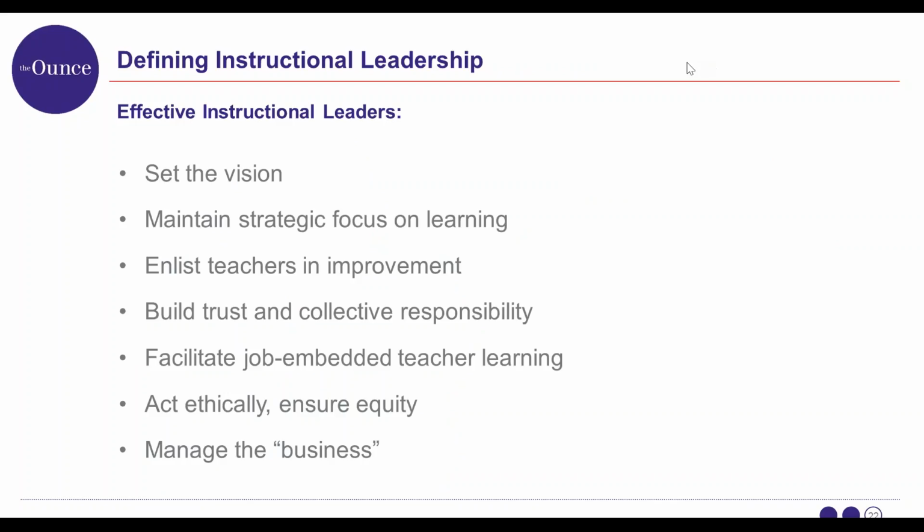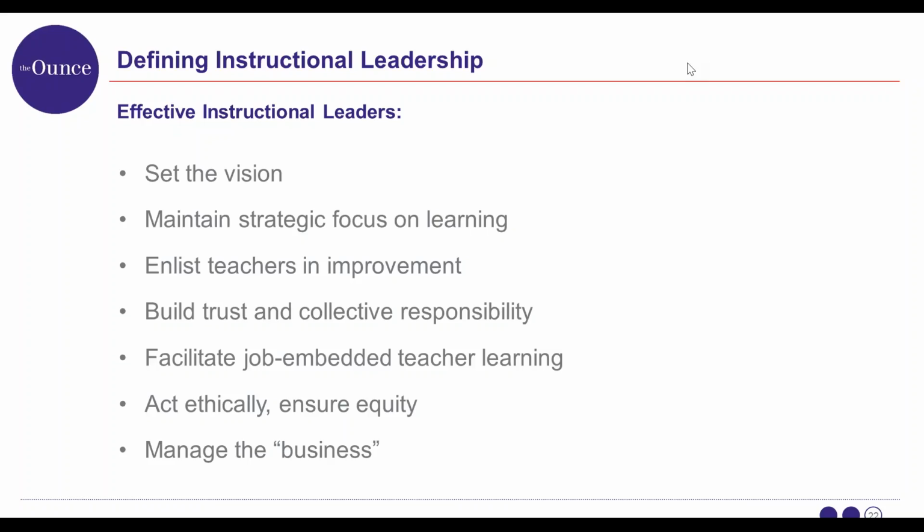So effective leaders set the vision for practice excellence. They maintain a strategic focus on children's learning and development in the face of all else. They enlist teachers in improvement efforts. You know, as I said, you can bring them into the analysis of data, planning improvement strategies together. And by doing that, leaders build trust, shared understanding, and collective responsibility for improvement.